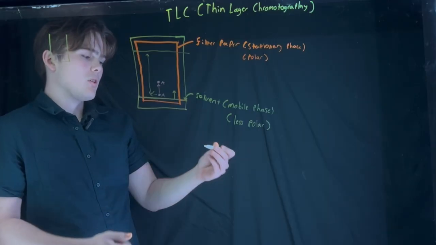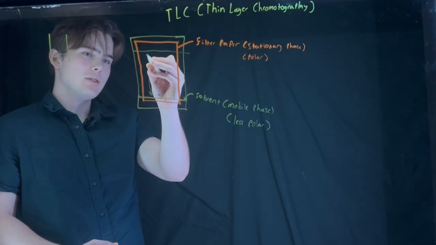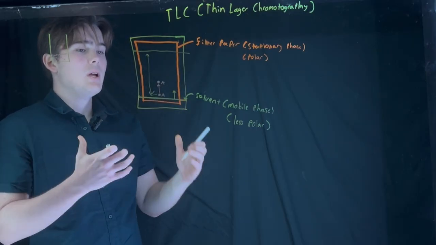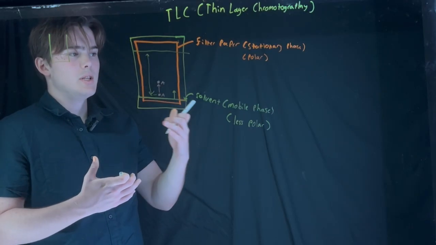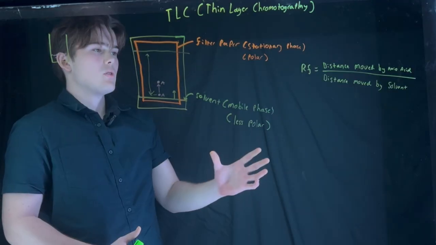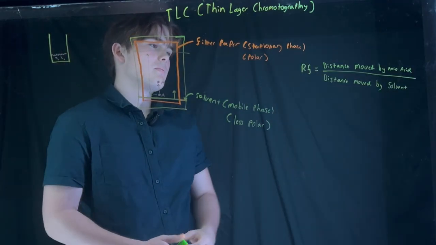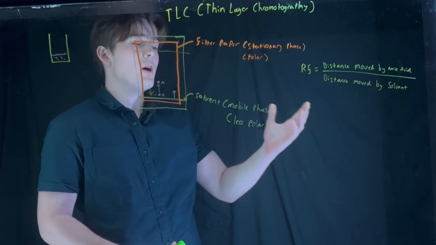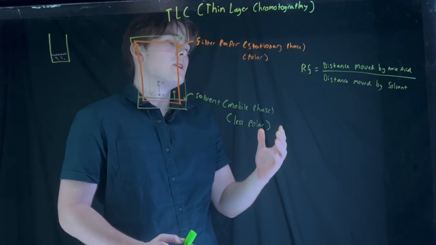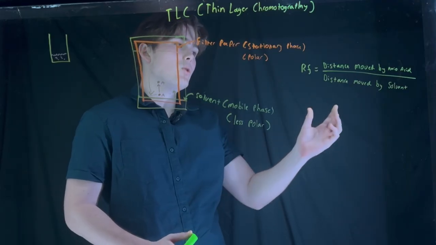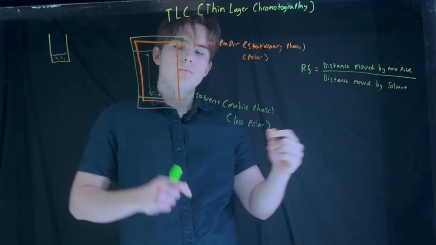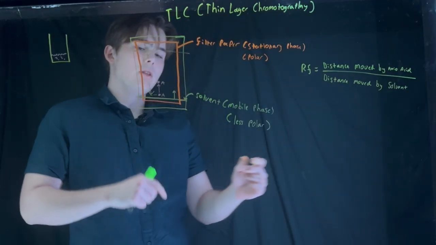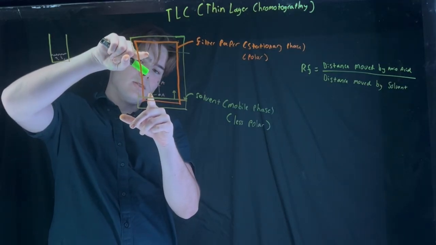Now we have these two distances here, this distance and this distance here. We are going to use that in our retention factor formula. So this is a retention factor here. This formula is in the formula book, so you don't have to memorize it, but you probably have to know how to apply it. Retention factor is equal to the distance moved by the amino acid, this distance here, divided by the distance moved by the solvent, this distance here.